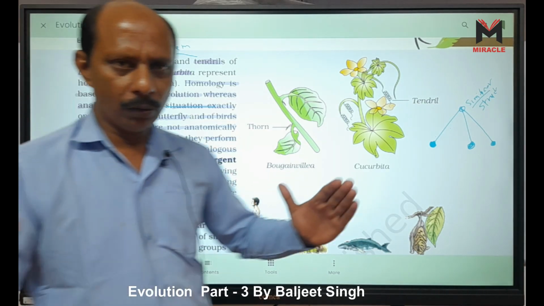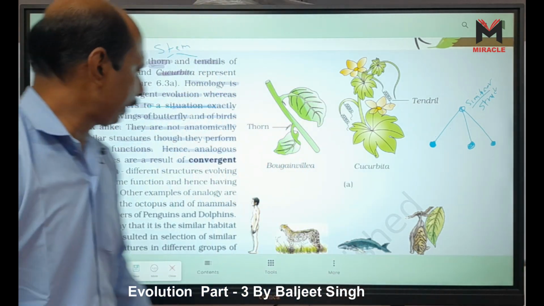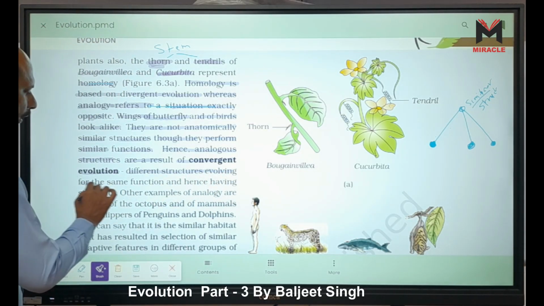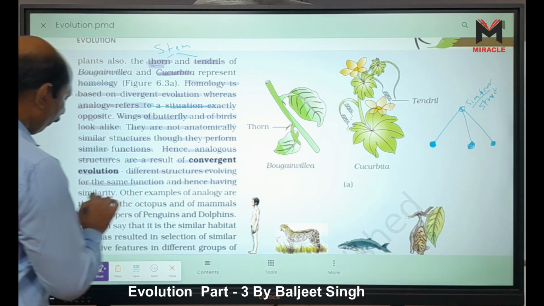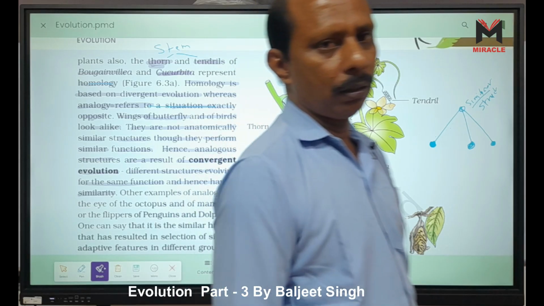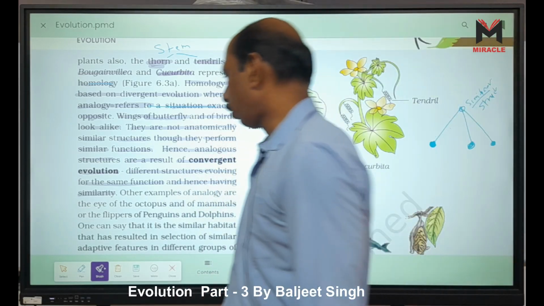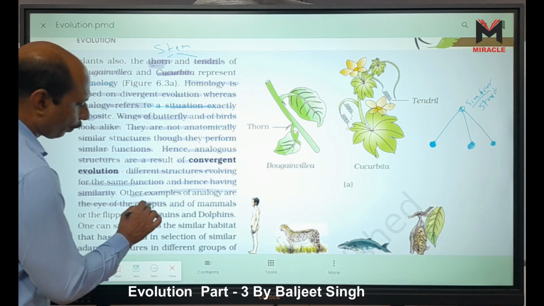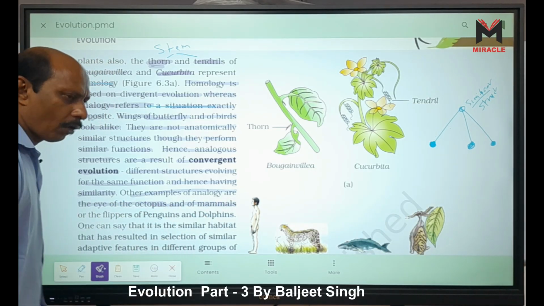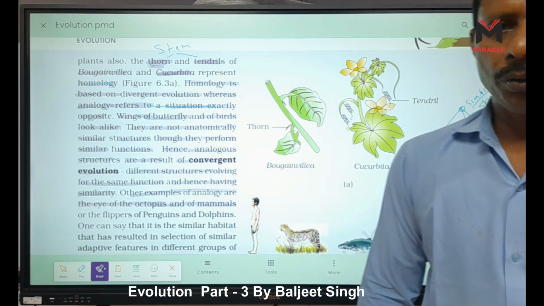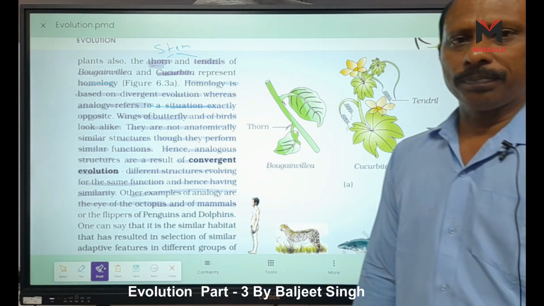Look, from different to same. That is called convergent evolution. Different structures evolving for the same function and hence having phenotypic similarity. Same function but anatomically different. Other examples of analogy are the eye of the octopus and the eye of mammals. The eyes of octopus, a non-chordate, and eyes of mammals: their origin is different, but their function is the same.